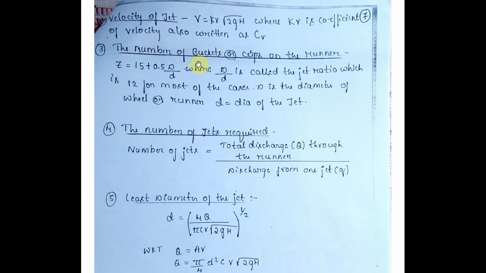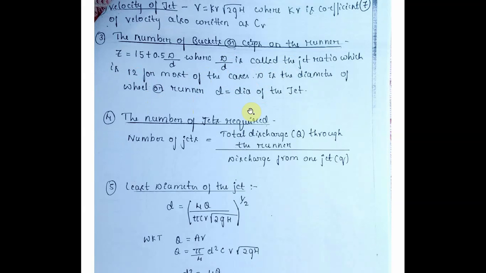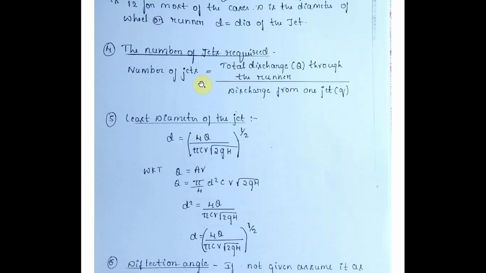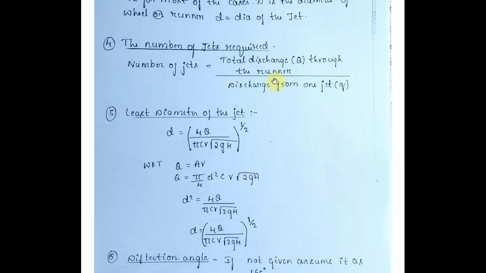Then the third one, the number of buckets or cups on the runner is Z equal to 15 plus 0.5 m, where m is the jet ratio, D big divided by d small, which is 12 for most of the cases. D is the diameter of the wheel or runner, and small d is the diameter of the jet. Then the fourth one, the number of jets required is the total discharge Q through the runner divided by the discharge from one jet, that is Q divided by small q.